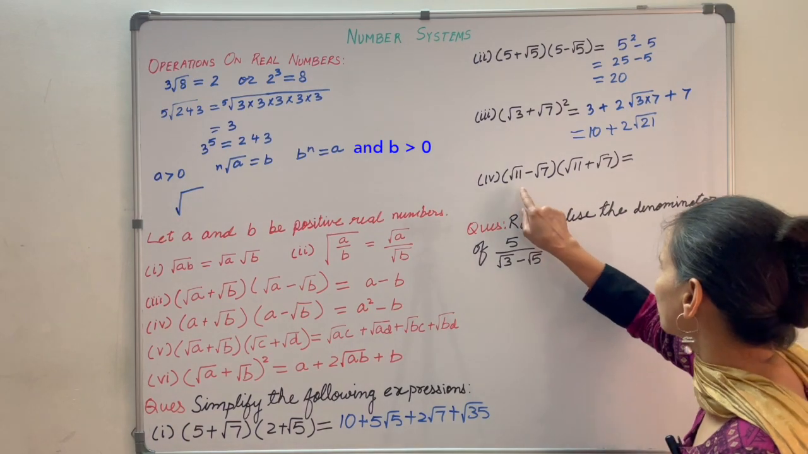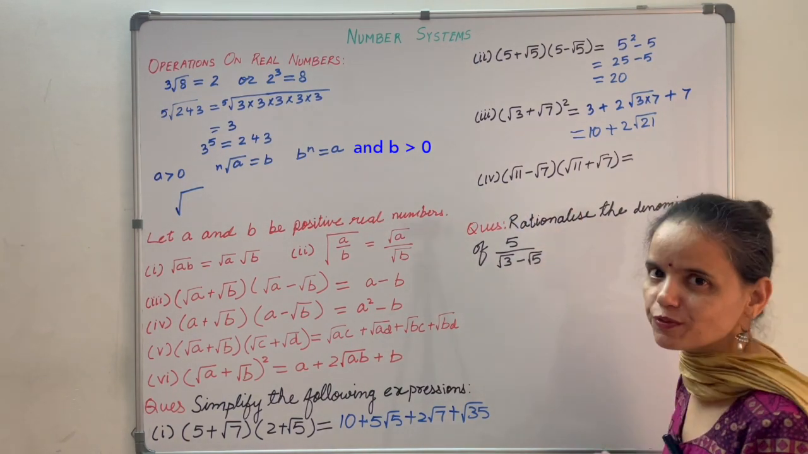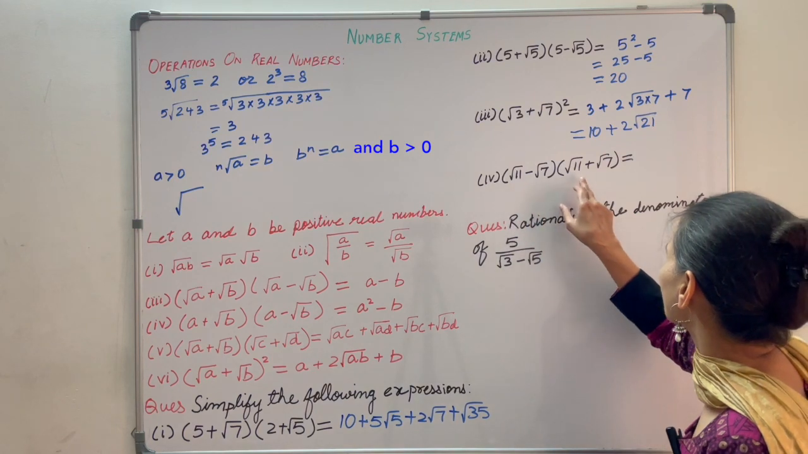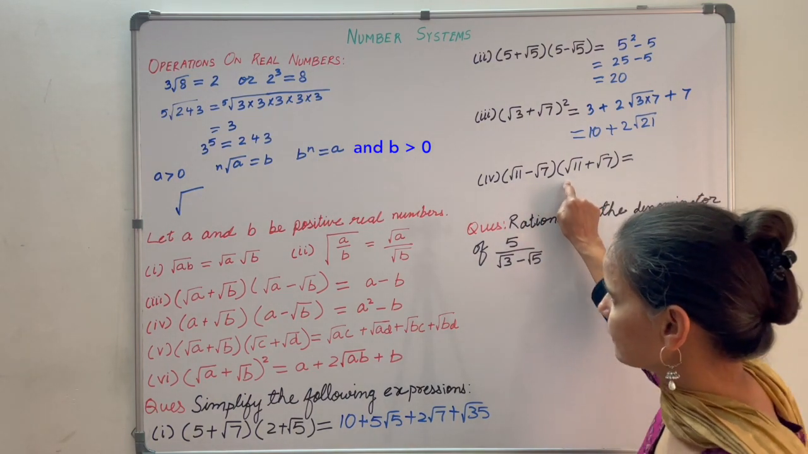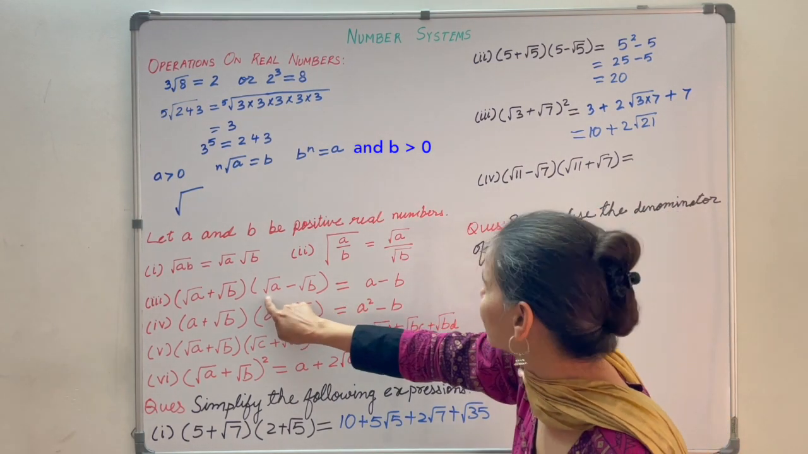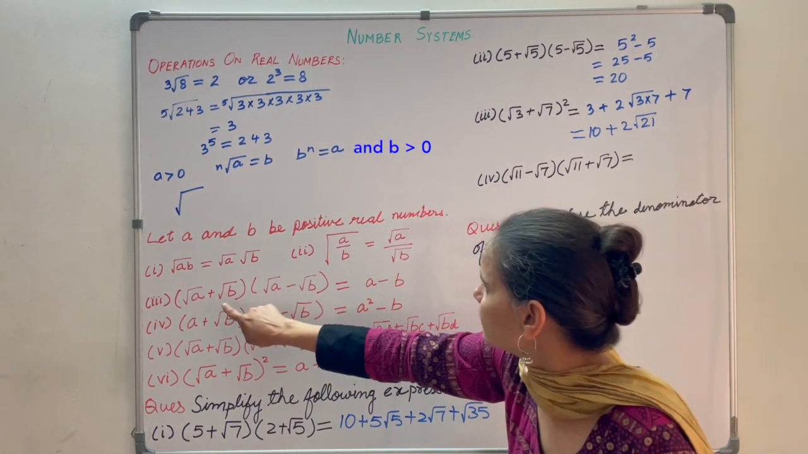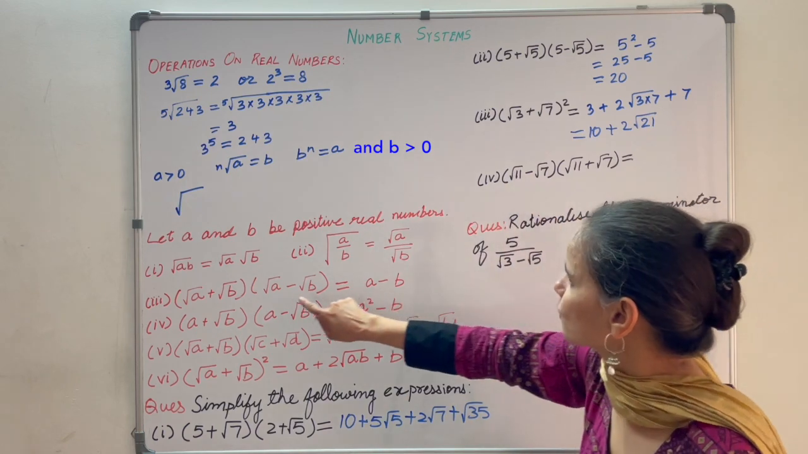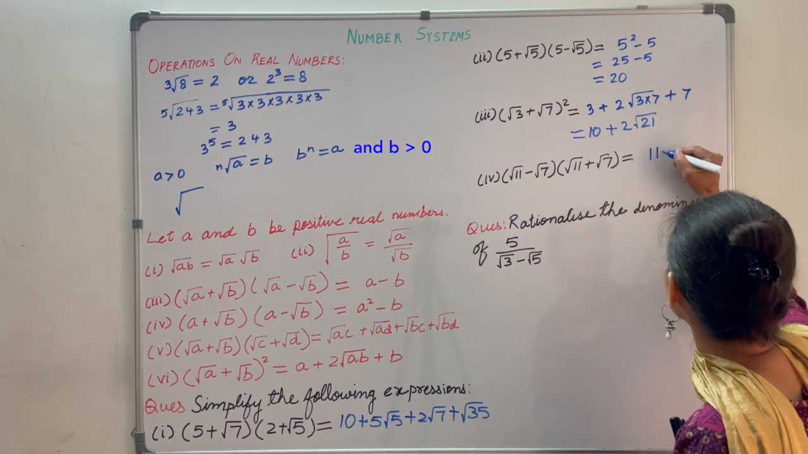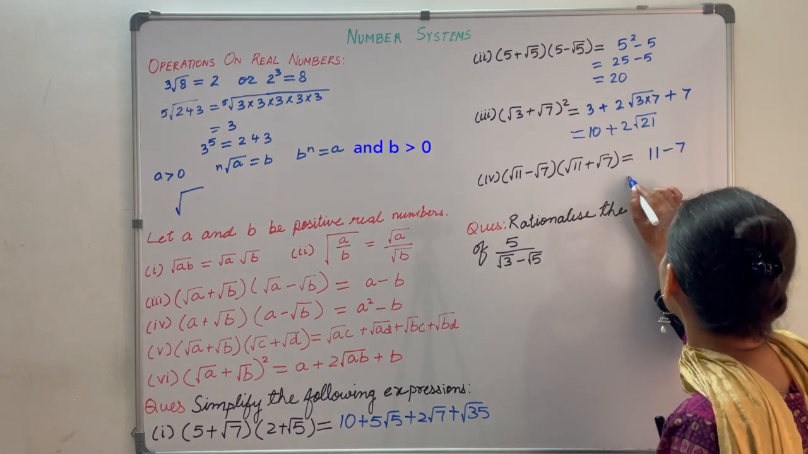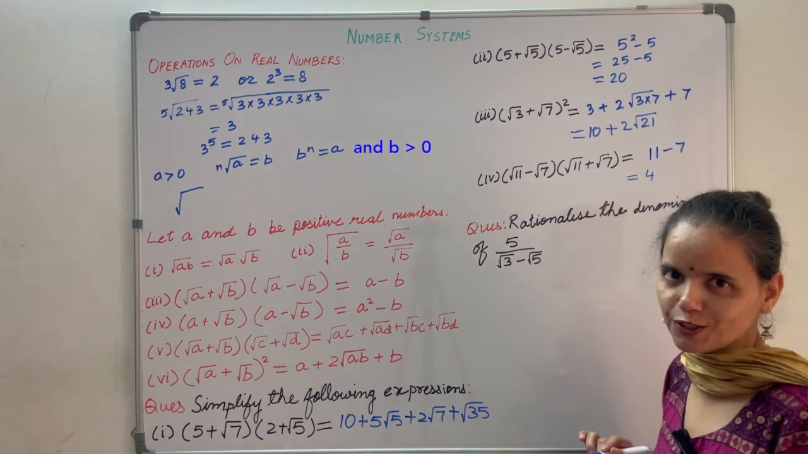Now let us take the next question. So inside the brackets you have square root of 11 minus square root of 7. This is multiplied to square root of 11 plus square root of 7. So this is exactly same as this identity. So here a is 11 and b is 7. So using that we have a minus b. So what do you have here? 11 minus 7, and that is equal to 4.